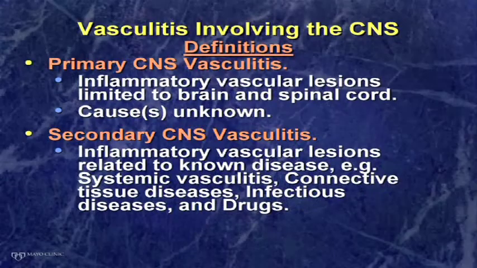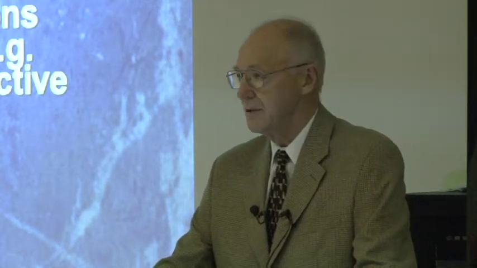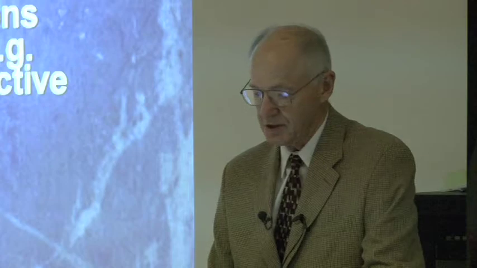Secondary vasculitis is mainly something you need to keep track of if you're going to make a diagnosis of primary CNS vasculitis. It's related to some other disease that's known or recognizable. It has vascular lesions elsewhere in the body, such as systemic vasculitis, connective tissue disorders, drugs, and infectious diseases.